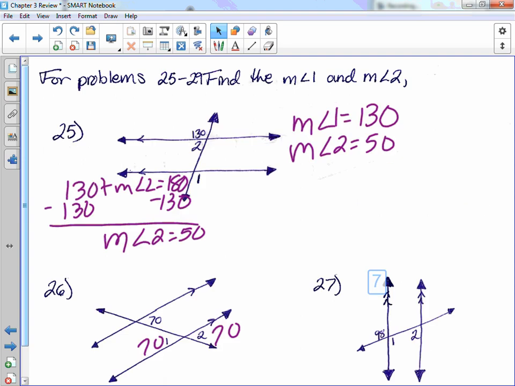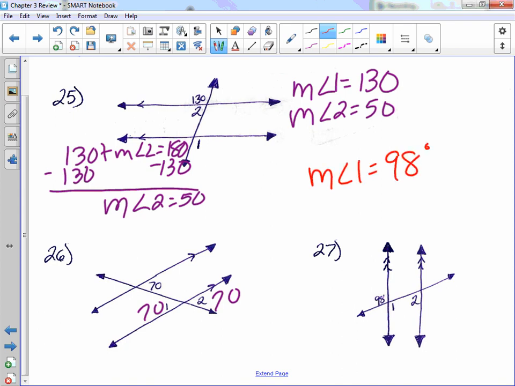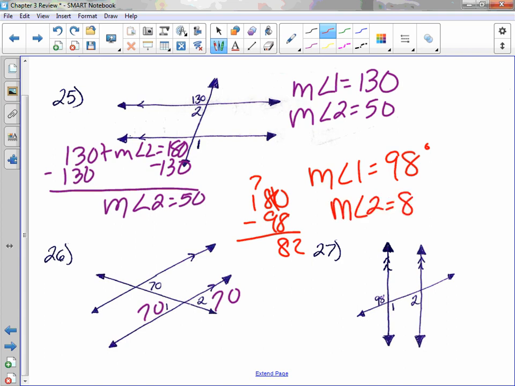So 27. Well, 98 degrees and the measure of angle 1 are vertical angles, so they would be congruent. So angle 1 is going to be 98 degrees because vertical angles are congruent. Now, angle 1 and angle 2 are consecutive interior angles, so those two add together to be 180. Or we can subtract 98 from 180, and it'll tell us that the measure of angle 2 is 82 degrees.